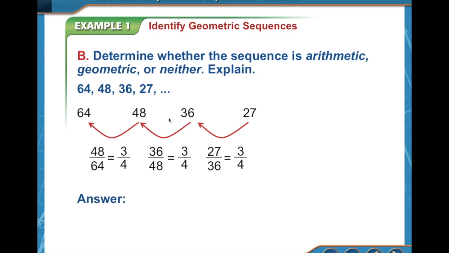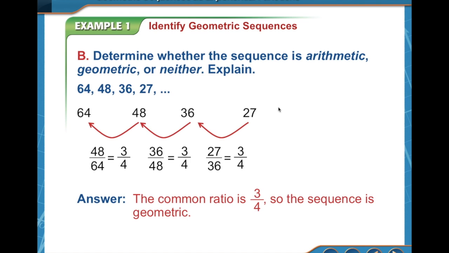That is going to be indicative of a geometric sequence. So this is geometric with a common ratio of 3/4. That is our common multiplier. So this has to be geometric since we're not adding or subtracting, but instead we are multiplying. So all we have to say is geometric, common ratio, 3/4.